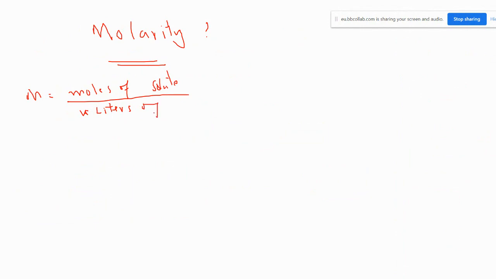Liters of solution. What is a liter? A liter is a volume, basically. Normally, we write moles of solute as n. n means number of moles of solute divided by volume in liters. Clear or not? Molarity is moles of solute divided by volume of solution in liters. This is for aqueous solution, in which the water is there.